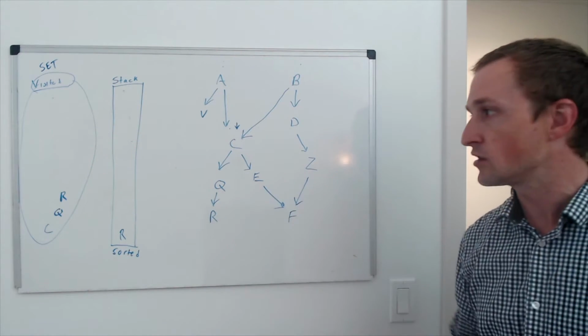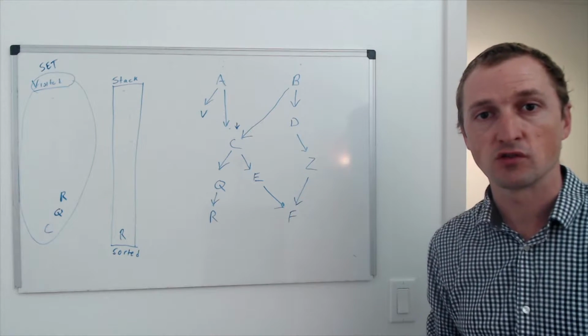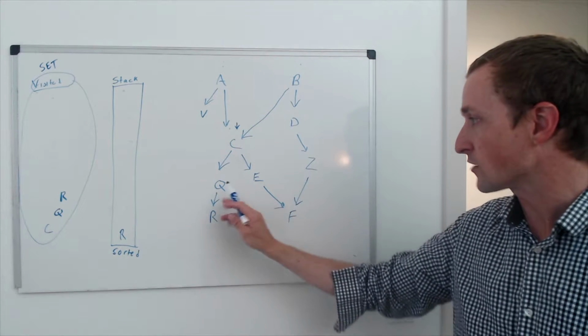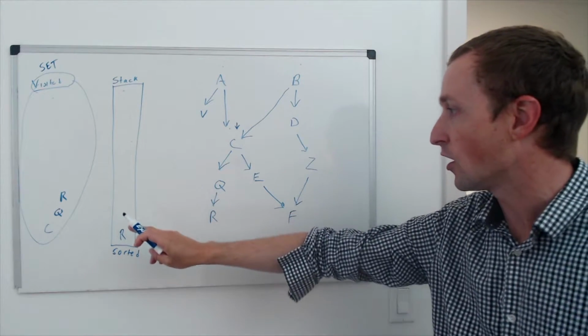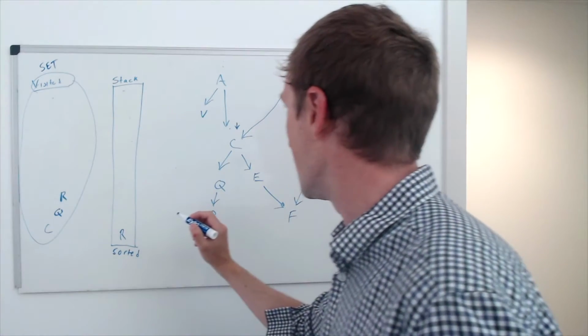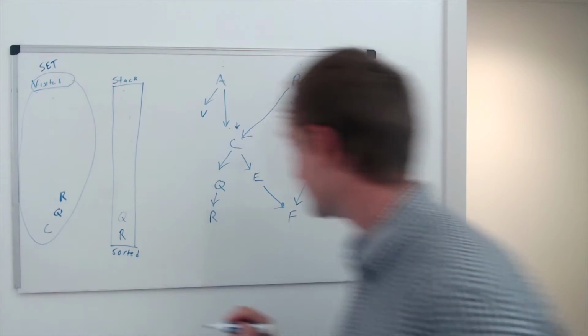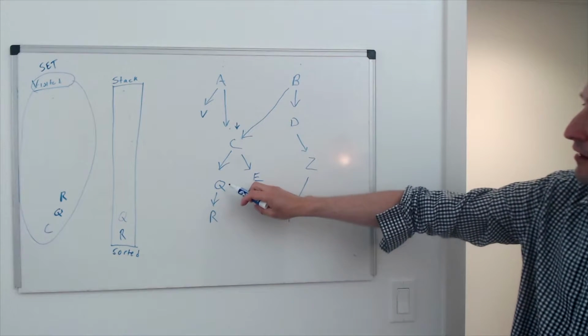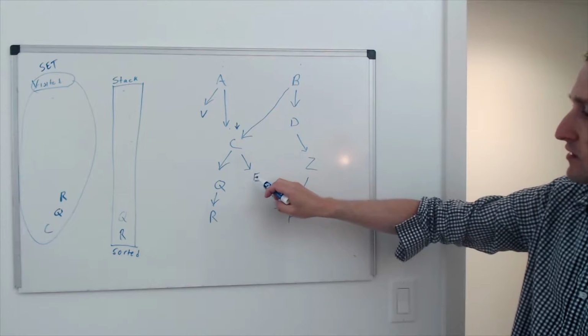So we'll go back to Q. Are there any more children of Q to visit? Actually, no, there are no more children of Q to visit. So Q will move to the sorted stack, and then from Q we will go back to C. Does C have any more children to visit? Of course, it has E.